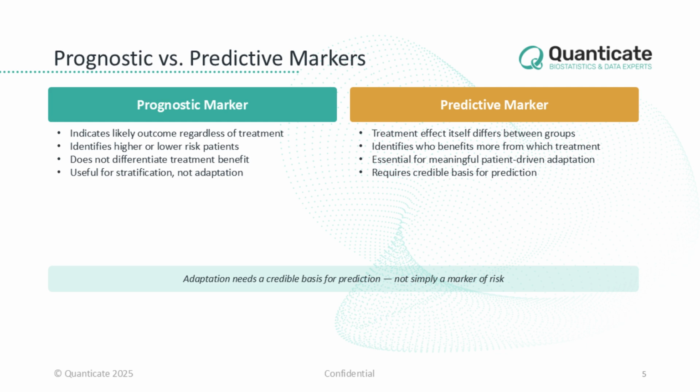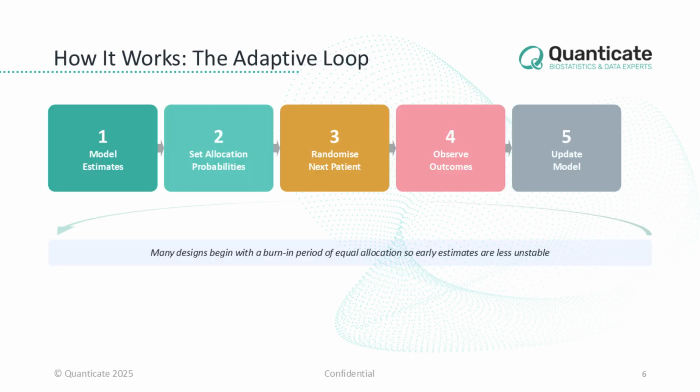Now, for patient characteristics-driven adaptation to be meaningful, there needs to be a credible basis for prediction, not simply a marker of higher or lower risk. Now, in practical terms, the process works as a loop. The model uses the data accumulated so far, sometimes alongside carefully weighted prior information, to estimate expected outcomes under each treatment for the next participant.